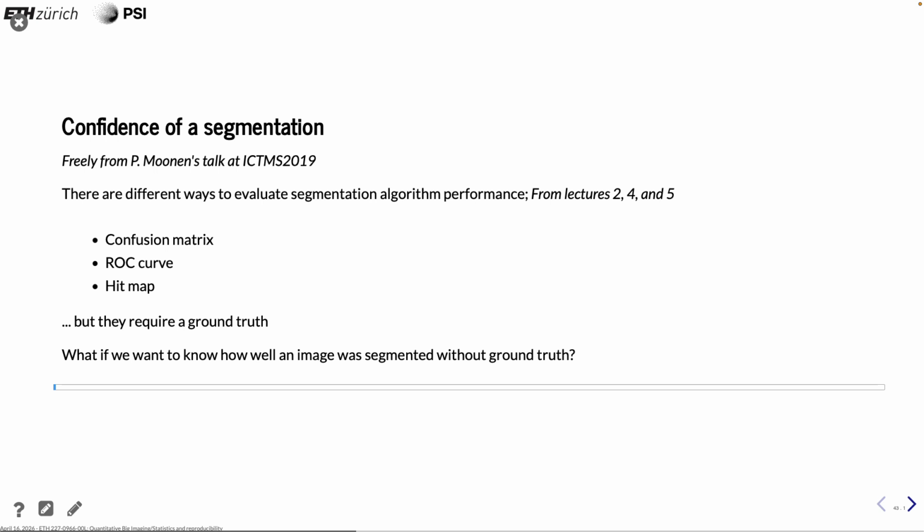Leaving these things where we at least know or can measure the uncertainties, there are cases when we can't put any uncertainty directly on it. And there are different ways to evaluate segmentation algorithm performance. We have seen it in many lectures already. We have used the confusion matrix, we have used the ROC curve, heat maps. But all these require a ground truth. And if we want to get some kind of confidence measure of a segmented image without the ground truth, we have to work a bit.